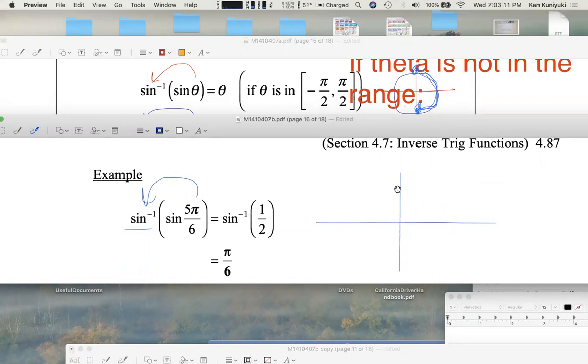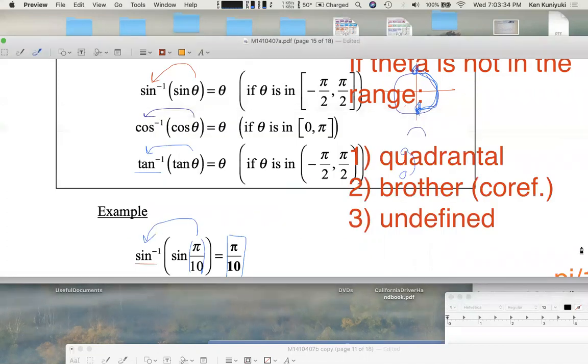Consider the unit circle. Now, 5 pi over 6 is a quadrant 2 angle over here. And it does have a sine value. But the problem is that 5 pi over 6 is not in the range for the inverse sine function.